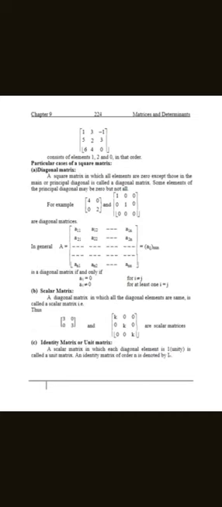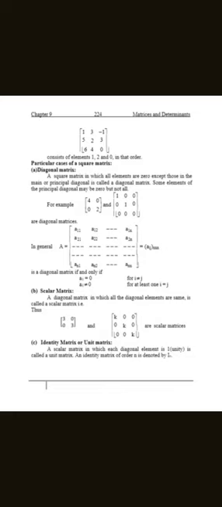So the number of rows and number of columns are equal. And in the second example, we have a matrix having three rows and three columns. So both are examples of the square matrix. Some particular cases of square matrix.